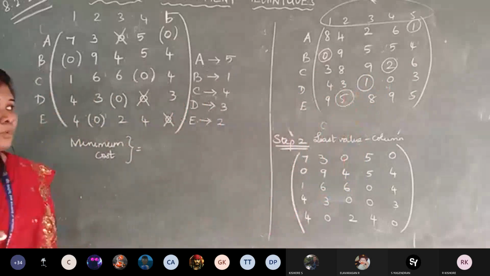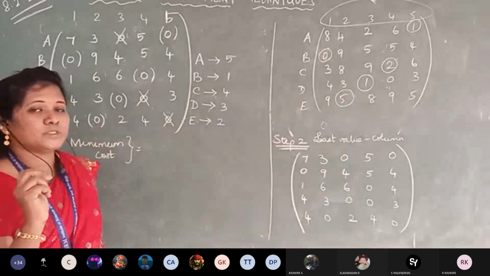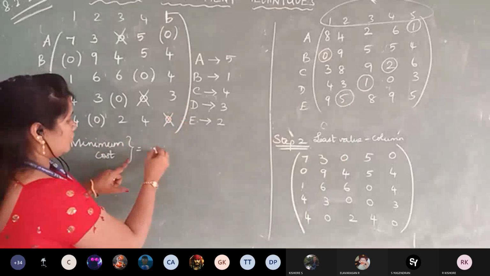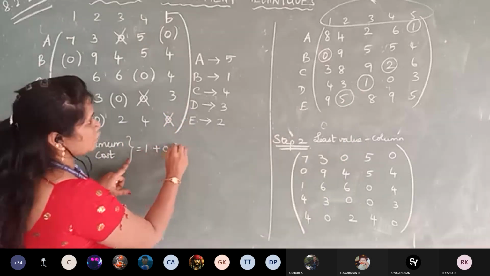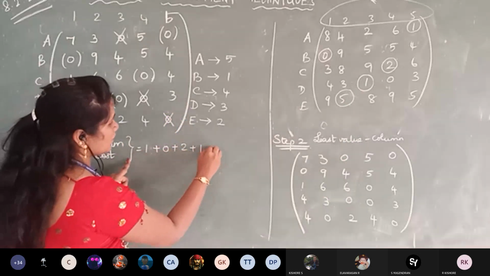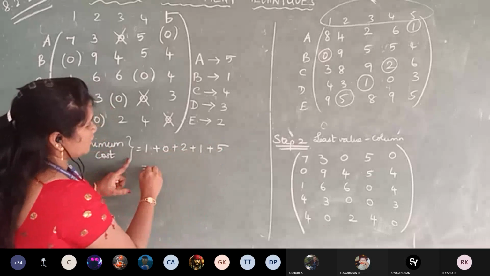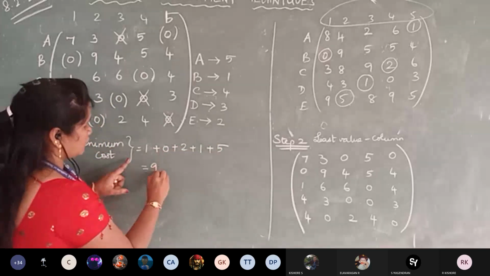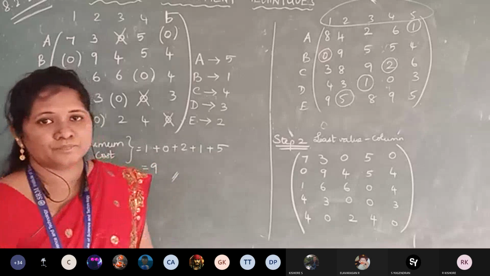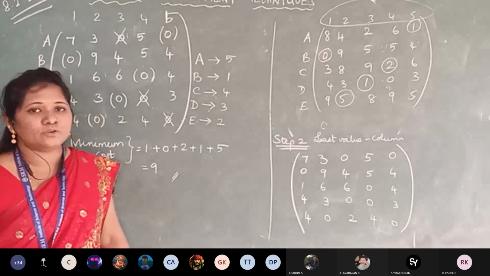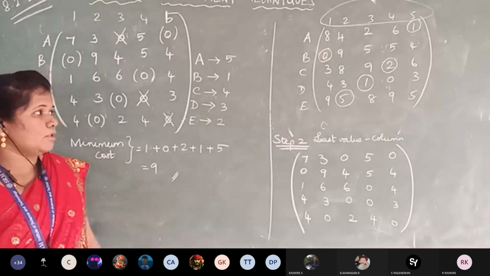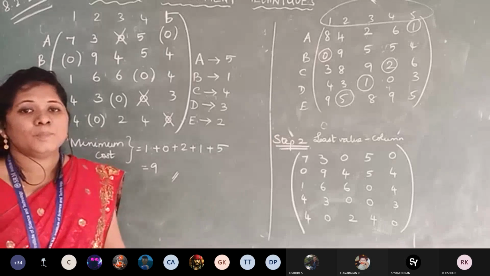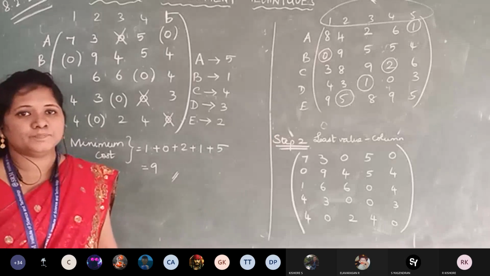From your question, you will write whichever is your minimum value, and then you will write those values here. 1 plus 0 plus 2 plus 1 plus 5. So that will be 6, 7, 8, 9. So your minimum cost is 9 for these 5 persons and 5 jobs. This is how you're going to find out your minimum cost in your assignment problem.